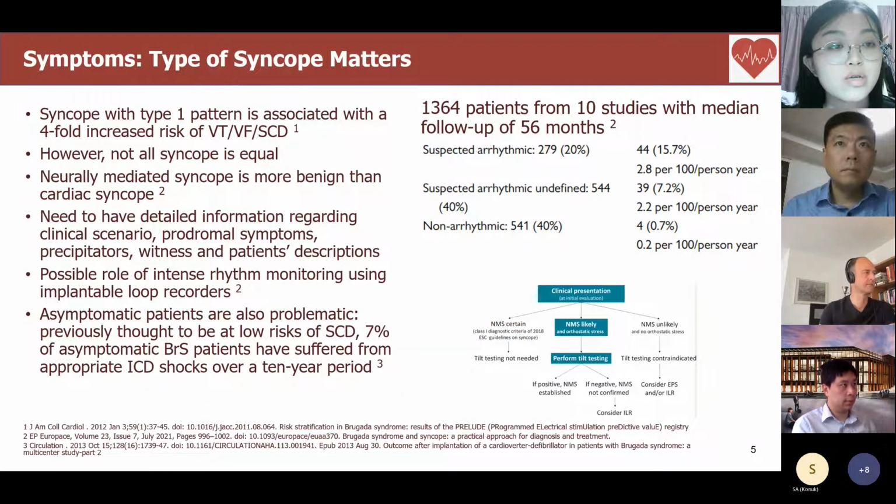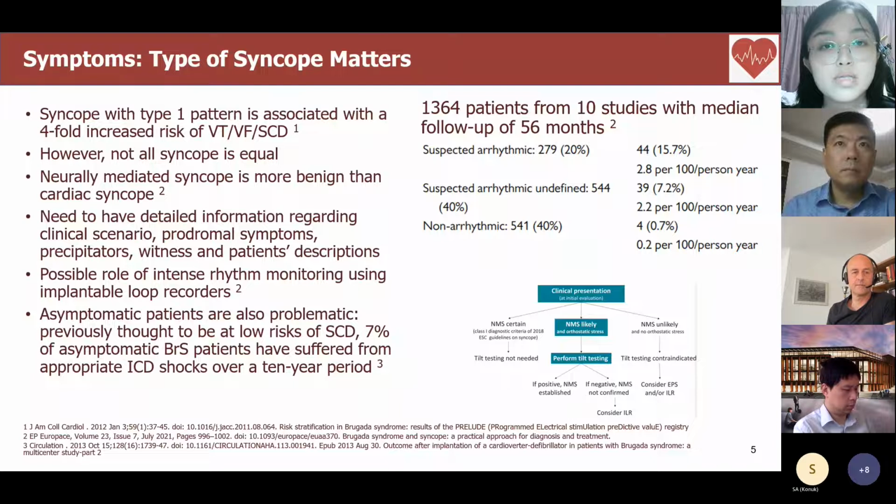Furthermore, the type of syncope that's presented also matters. It was reported that patients who presented with syncope along with a type 1 Brugada ECG pattern are associated with a 4-fold increase in risk of ventricular tachyarrhythmia. However, those who presented with neurally mediated syncope had a more benign disease course than those who presented with cardiac syncope. Therefore, this highlights the importance of having detailed information regarding the clinical scenario, prodromal symptoms, and precipitators based on the description of witnesses and the patients themselves. There's also a potential role of intense rhythm monitoring using implantable loop recorders.